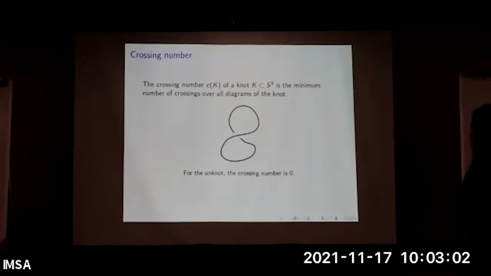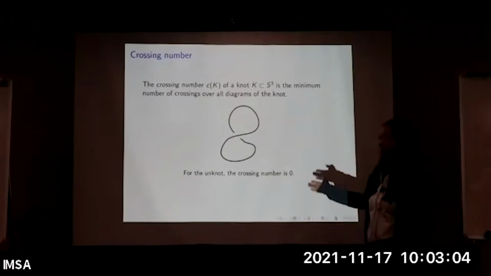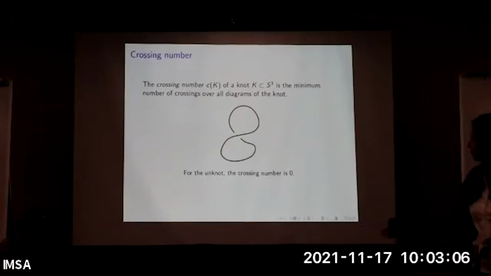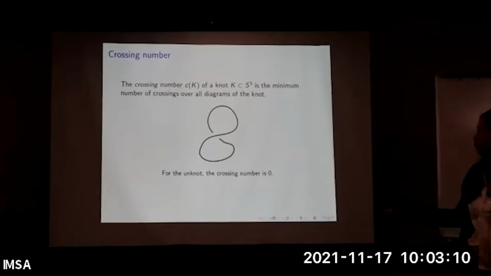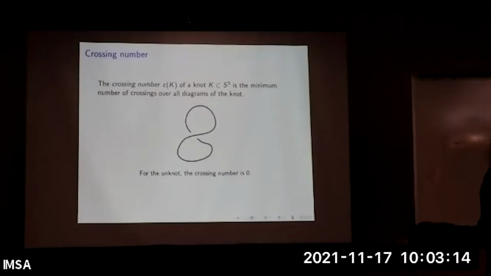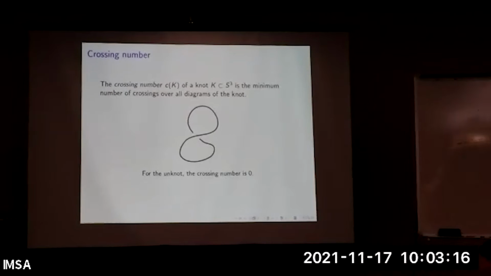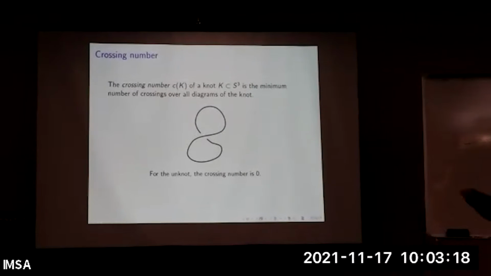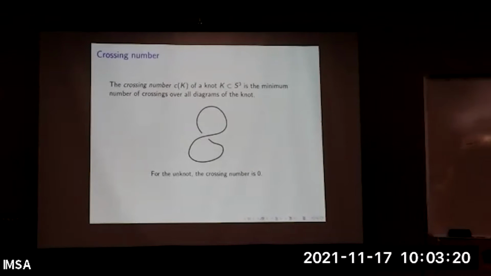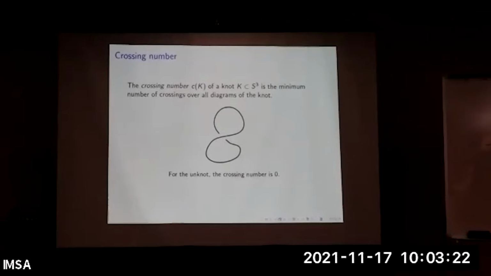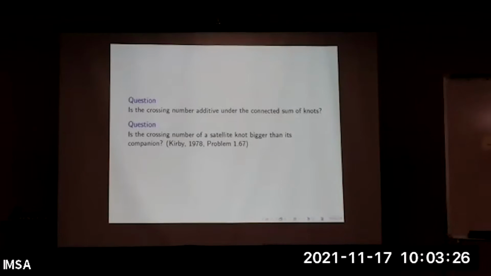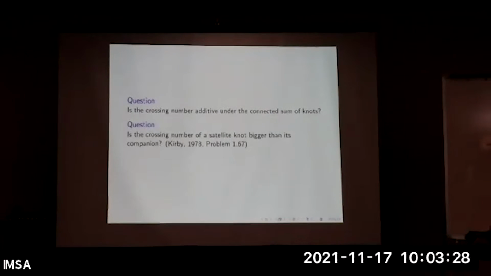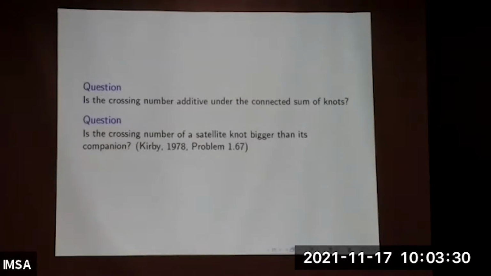And here is an example for the unknot in this picture. The crossing number is zero, right? Because you can find another projection where there is no crossing. This is the simplest example, but you can also imagine that it could be more complicated in terms of crossings, to have a different projection.